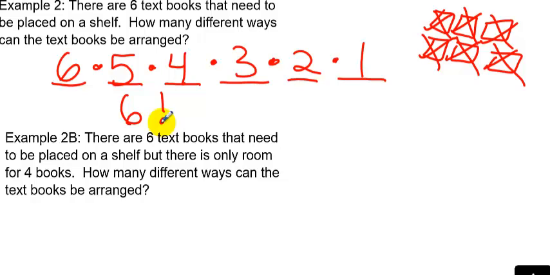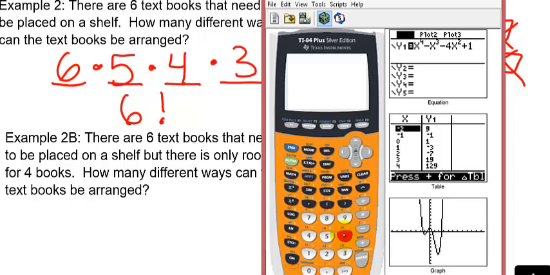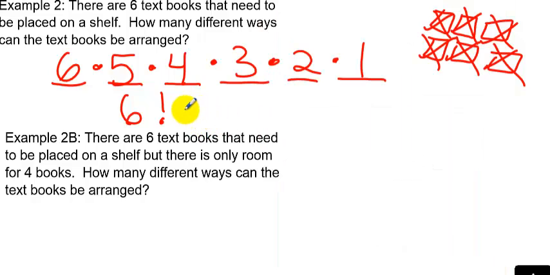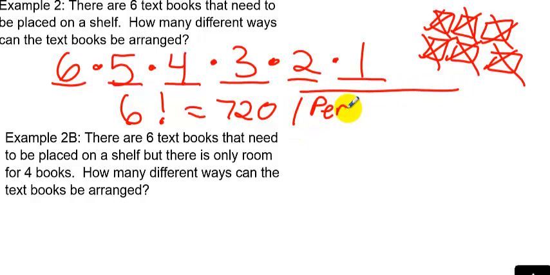So we go to our calculator, press 6, math, four, and we get 720. Now, this question is also an example of a permutation.